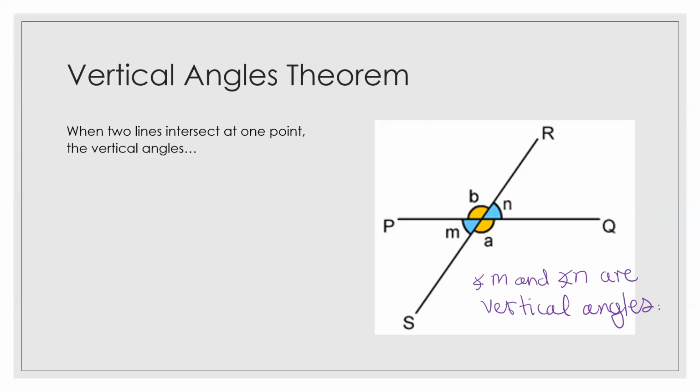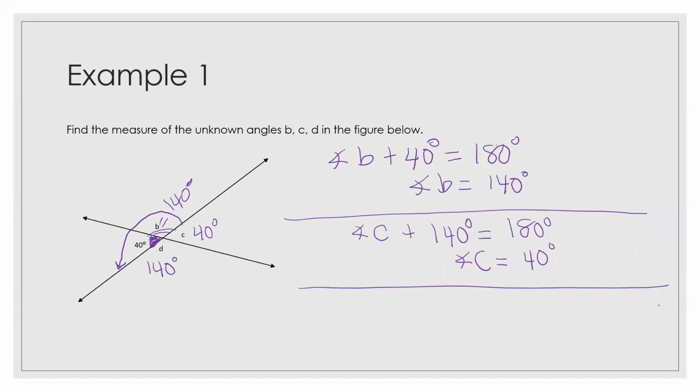Okay, so let's do some thinking here. From the previous example, you would say, oh, hey, look, angle M is going to equal angle N, right? Because these ones right here are 40 degrees and 40 degrees, and the other ones are 140 and 140, right?